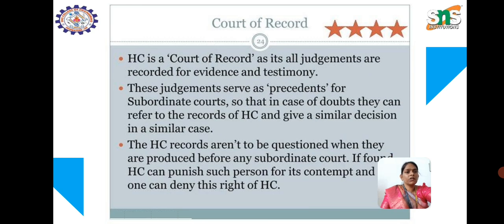So let us see what a court of record is. The High Court is a court of record as all its judgments are recorded for evidence and testimony, and these judgments serve as a precedent for subordinate courts, so that in case of doubt they can refer to the records of the High Court and give a similar decision. The High Court's records cannot be questioned when they are produced before any subordinate courts. They have to just follow whatever decision is taken by the High Court. The High Court can also punish a person for contempt of its rights.